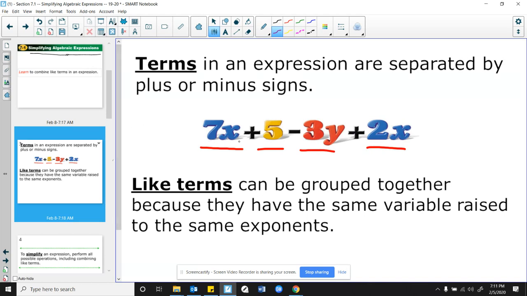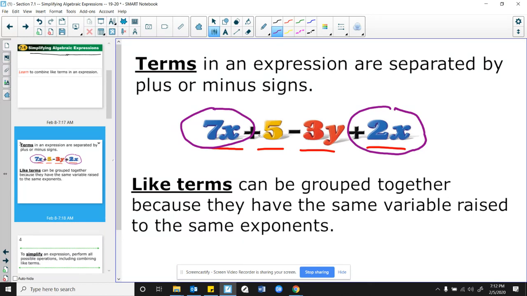Okay, so looking here, can be grouped together because they have the same variable raised to the same exponents. Well, let's look at 7x. Okay, it has the same variable as 2x over here. And again, they're raised to the same exponent, an exponent of 1. There is no exponent, so that would be considered the same exponent. So we're going to circle our 2x, and we're going to circle our 7x. Okay, those stand out as like terms.